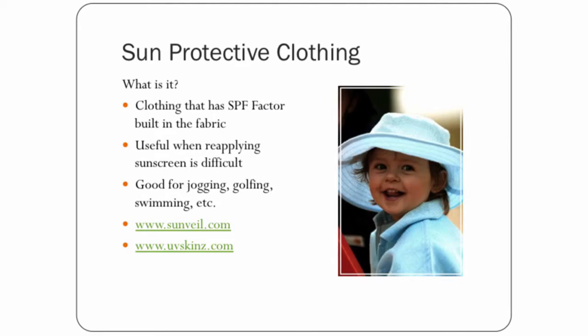So sun protective clothing, what is it? So really it's just clothing that was built with a sun protective factor built right into the fabric. It's useful when applying sunscreen. It's difficult, for example, if you have a wiggly, jiggly child that won't sit still. Sprays with SPF for children that won't stand still are useful as well. So you could still use the sprays. But it's good when you're living an active lifestyle, such as jogging, golfing, swimming, etc.